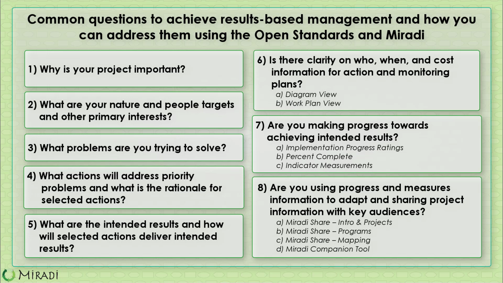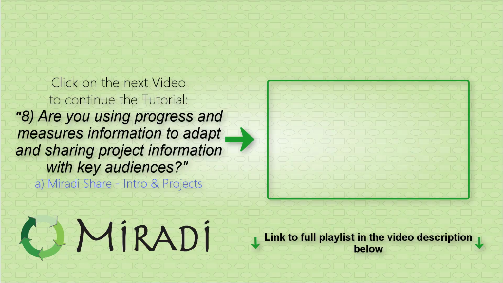The next videos in the playlist will shift to looking at how to get data out of Mirati by sharing information in the cloud-based version of Mirati, Mirati Share. Mirati Share allows you to browse an online repository of conservation projects, look at dashboard reports, and now a new mapping view so you can show where your project is located and show spatial information for targets, threats, and other factors. I've also included a short video for question 8 that shows you a few reports generated through the Mirati Companion tool, which generates Word, Excel, and PowerPoint reports from Mirati.